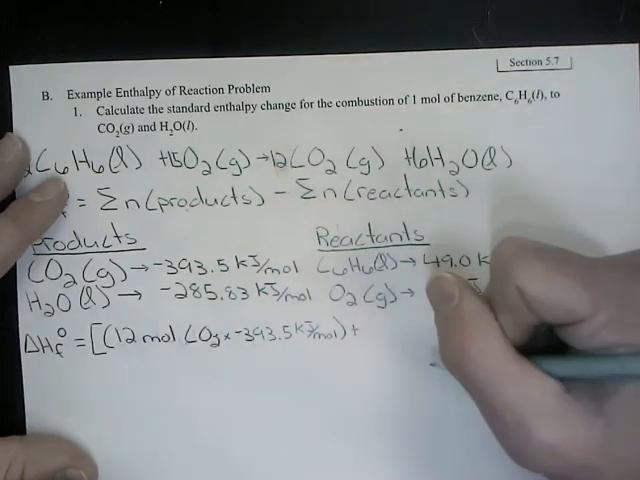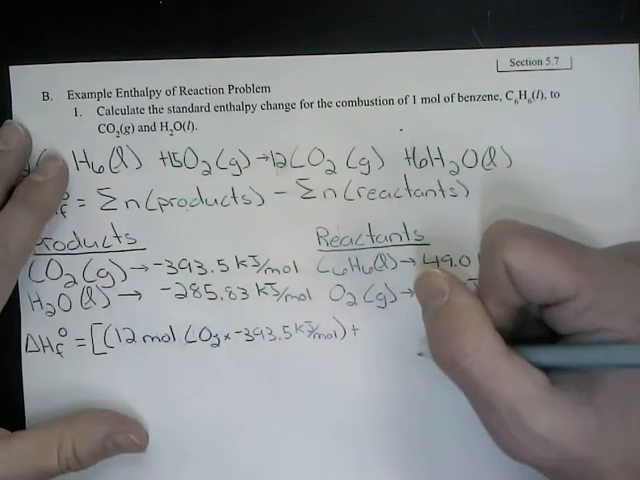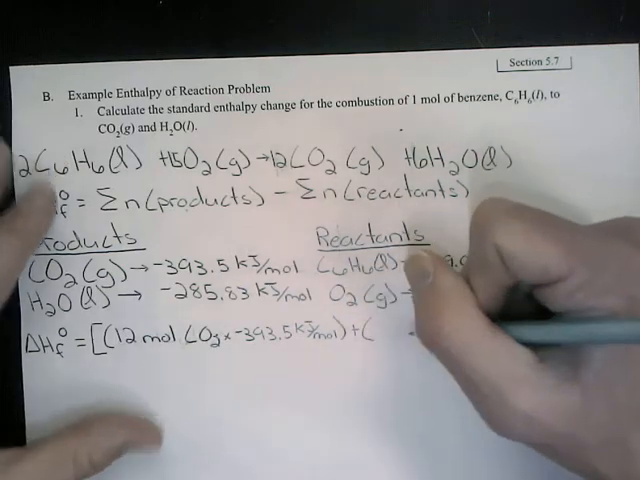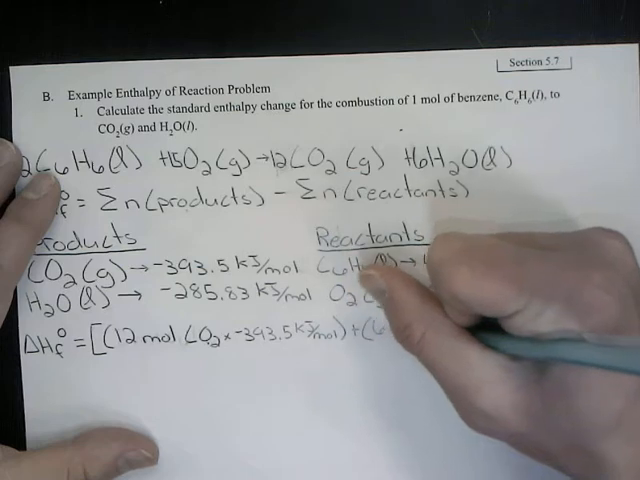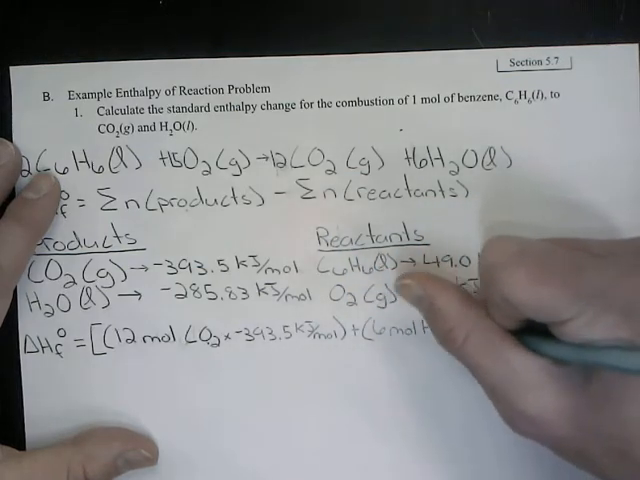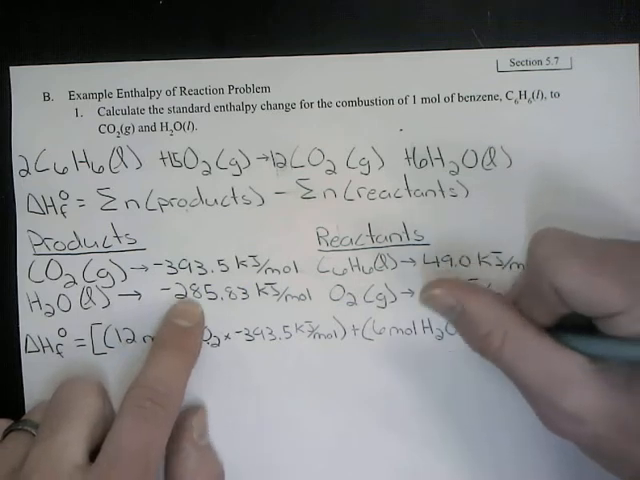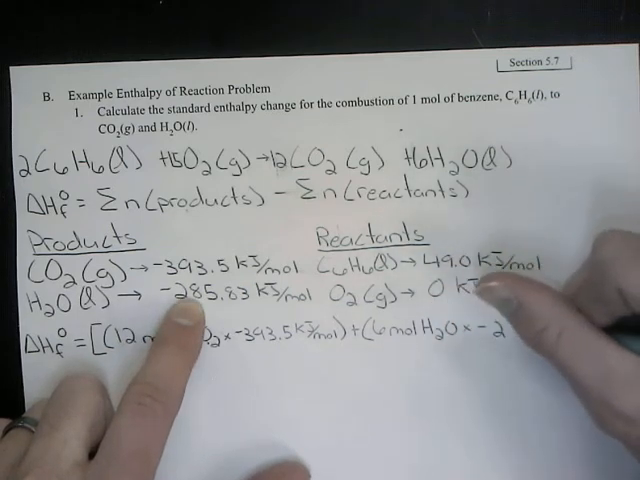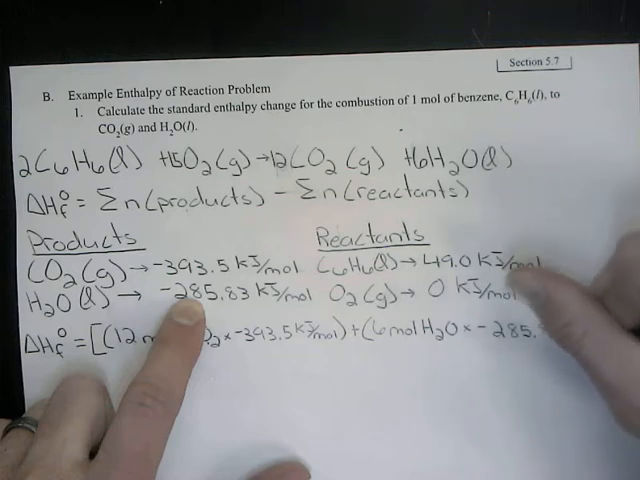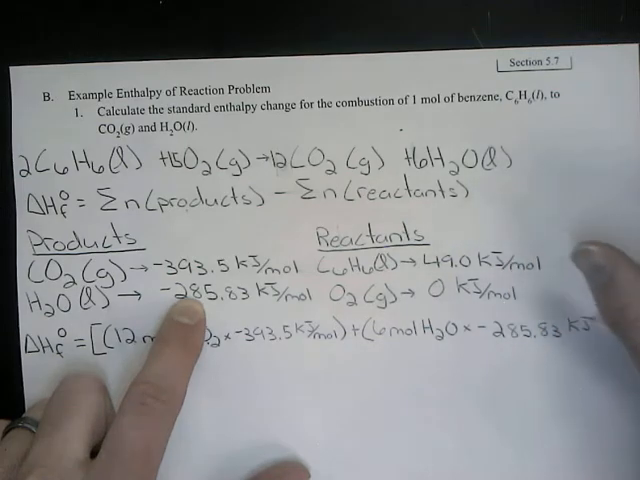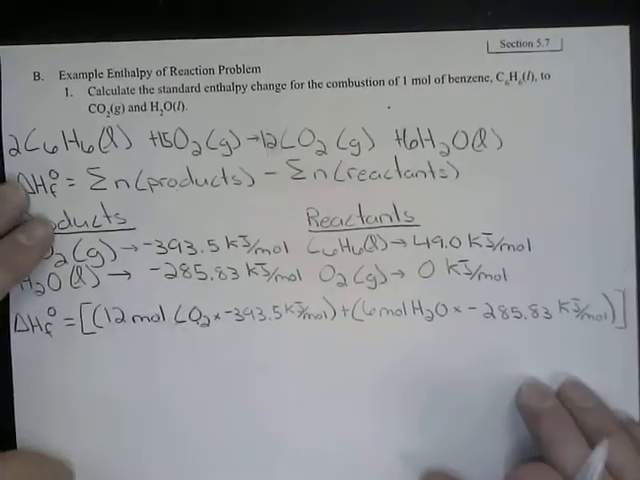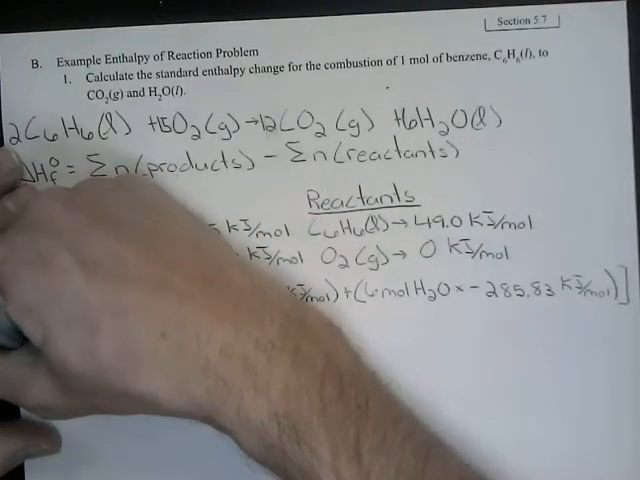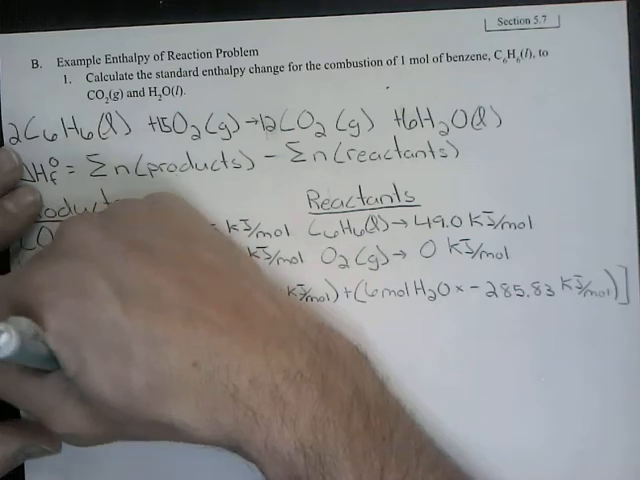Now, we add, because that sigma symbol says, hey, add it together, right? So we start out with the number of moles of our other product, 6 moles of H2O, times the value of liquid H2O, which we tabulated, we found as negative 285.83 kilojoules per mole. We close the parenthesis and we close the bracket. Now, we'll get to that here in a second, but I want to do my setup here. This is going to be subtracted from our bracket.